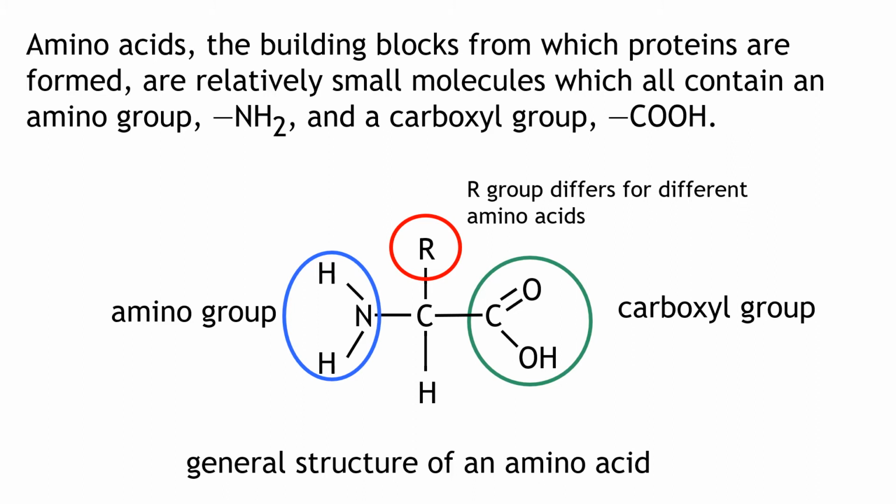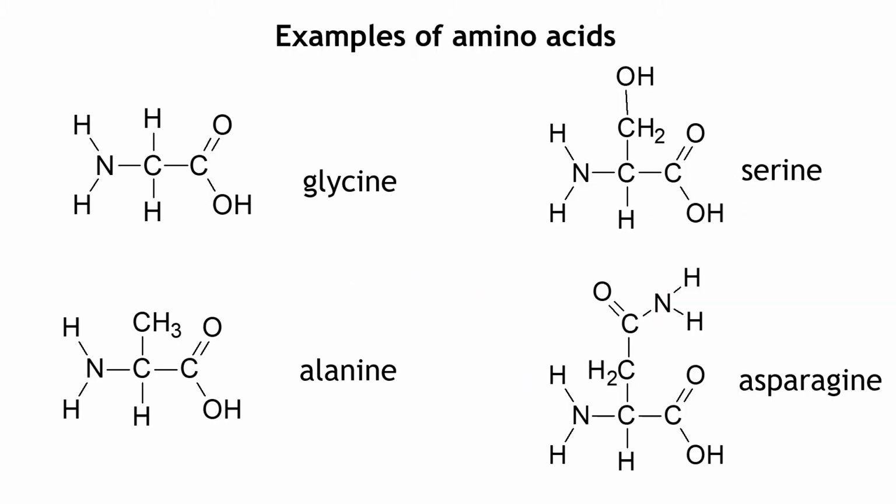The clue is in the name, if you like: we've got an amino group and a carboxylic acid group, hence amino acid. Here are 4 examples of amino acids. You can see that at the left-hand side of each molecule, we have this NH2, the amino group. At the right-hand side of each molecule, we have a carboxyl group. These are joined by a carbon in the middle, which has a hydrogen down below.